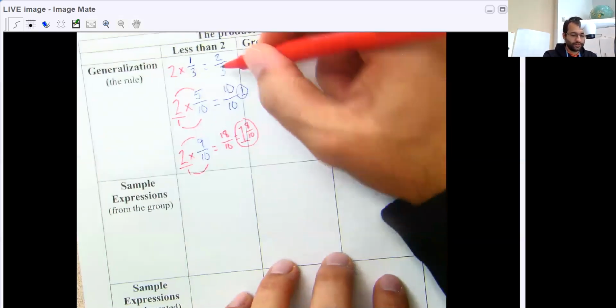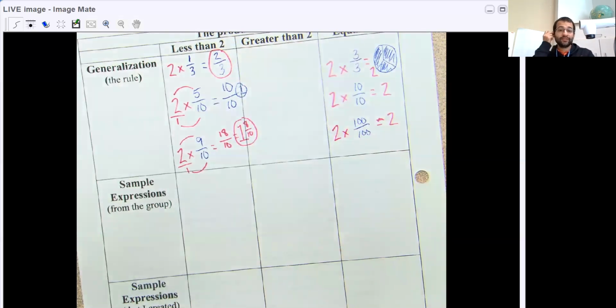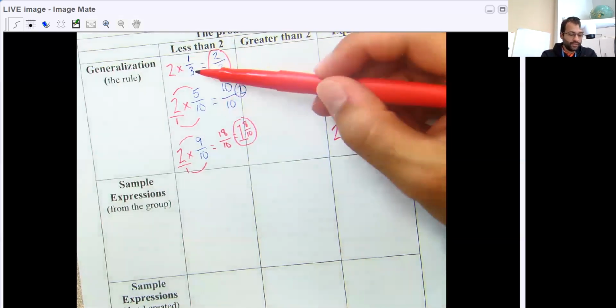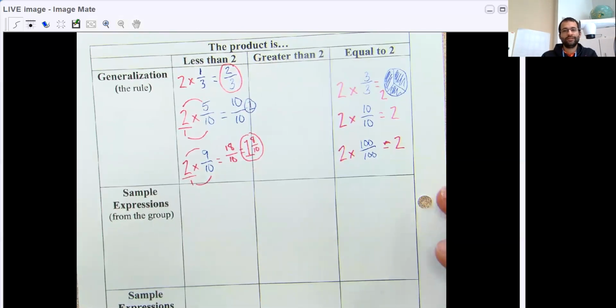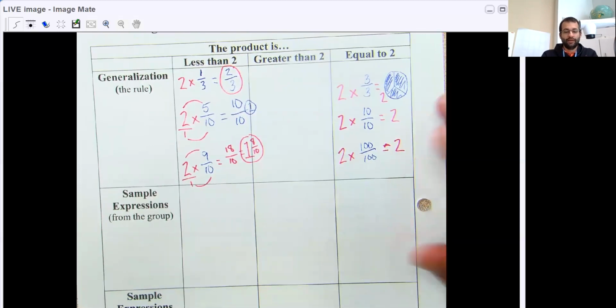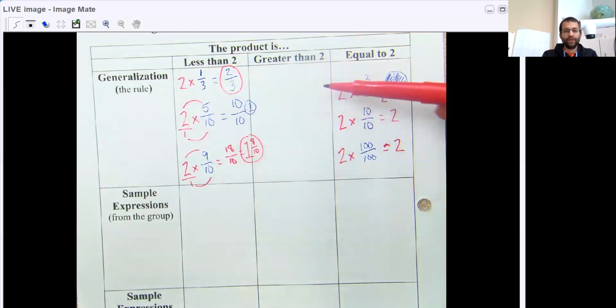So look at all my answers. 2/3, 1, 1 and 8/10, they're all less than 2 because my fraction is smaller than a whole. So let's see who's been paying attention. If this has to be equal to a whole, this has to be less than a whole, what do you think the fraction needs to be in this column to be more than 2? It's got to be bigger than a whole. So it's got to be an improper fraction. My numerator is going to be bigger than my denominator.